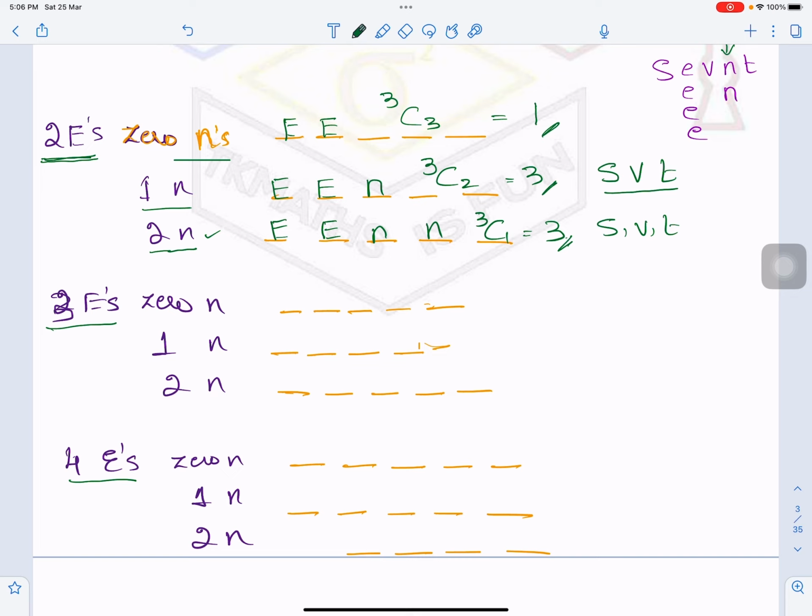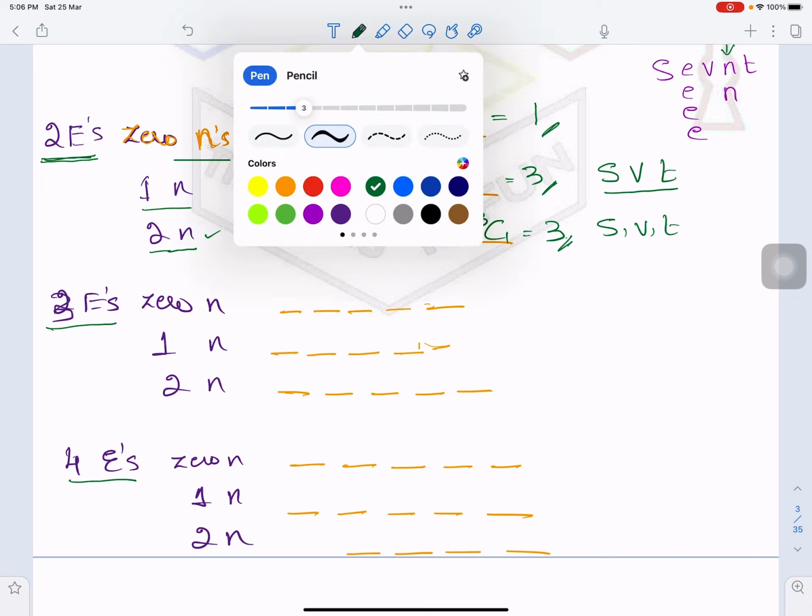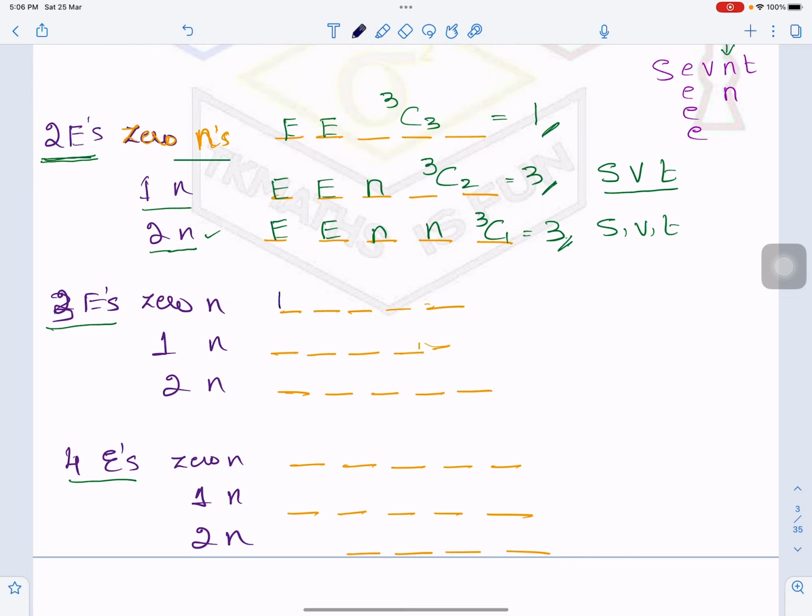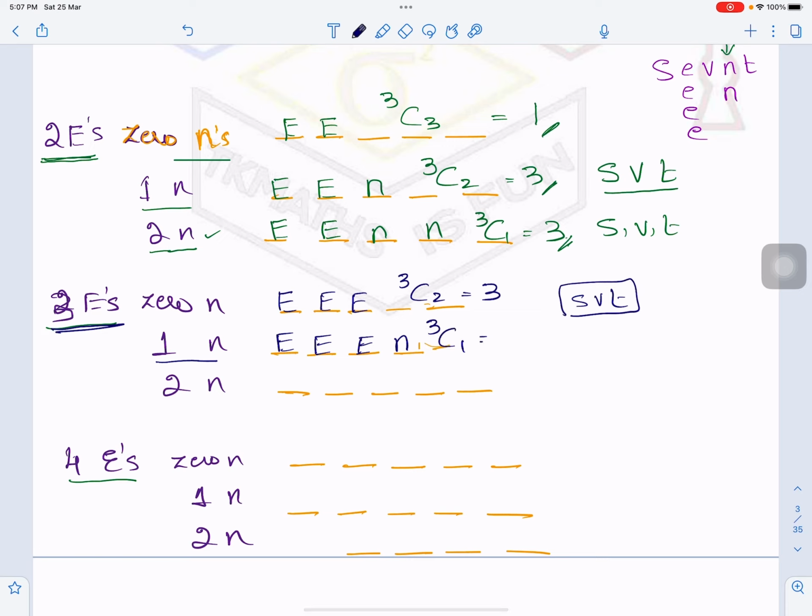Okay, now let's take the case of 3 E's. Let me change the color so that it looks different. Okay, so now 3 E's I will write. With 3 E's there is no N. So again from the letters S, V, T, only 2 letters will fit in here. Okay. Now with 3 E's, 1 N. So E, E, E, and N. Again out of these 3 letters, only 1 will come here, which is 3.